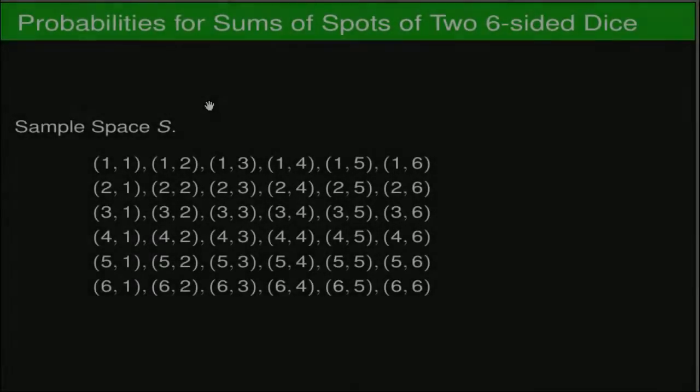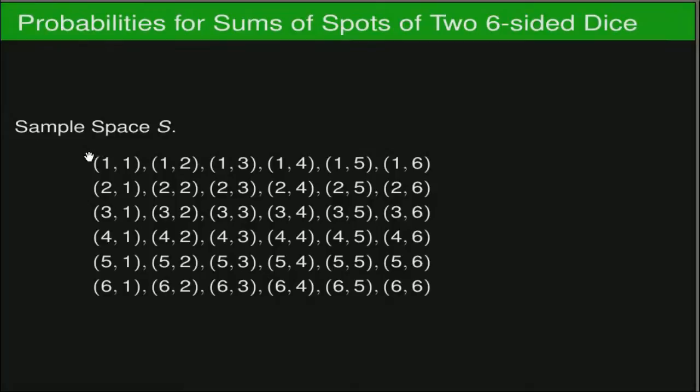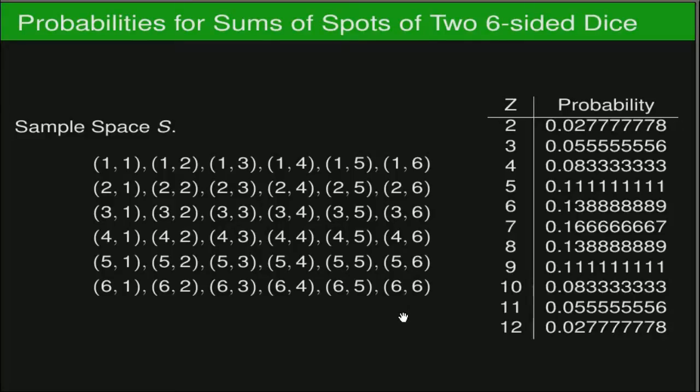And so remember, when we're rolling 2 dice, we're representing our sample space as all of these ordered pairs. So we have 36 ordered pairs. If we look at the probability of each one of the values z, so z being the sum of the spots, the sum of the entries in the ordered pair, then if we calculate those out, we get these probabilities of particular combinations.